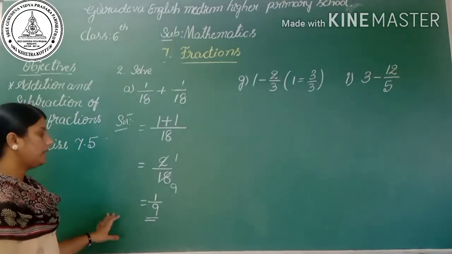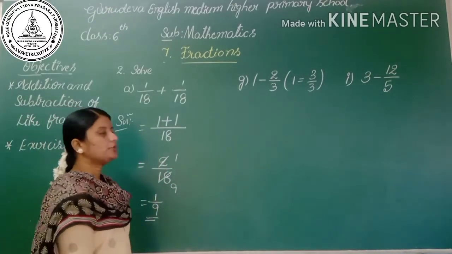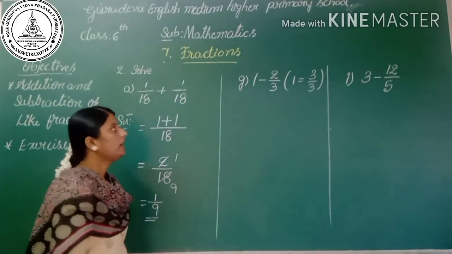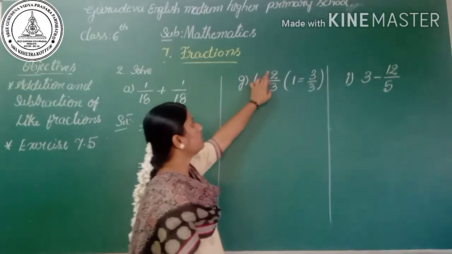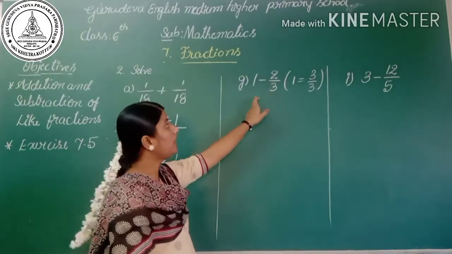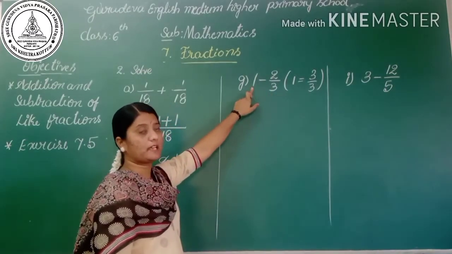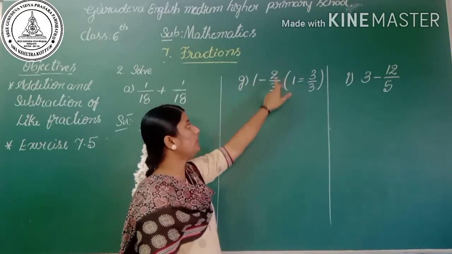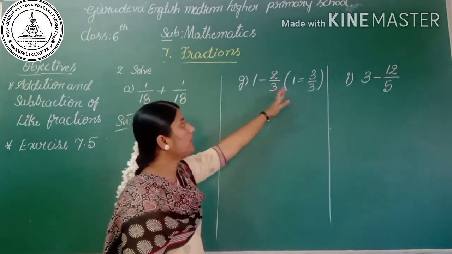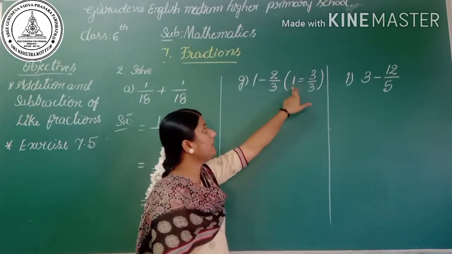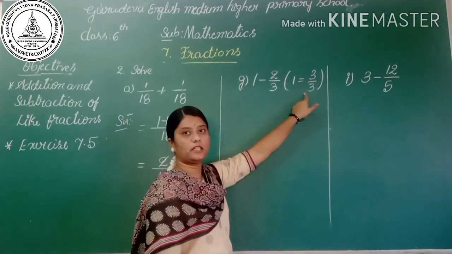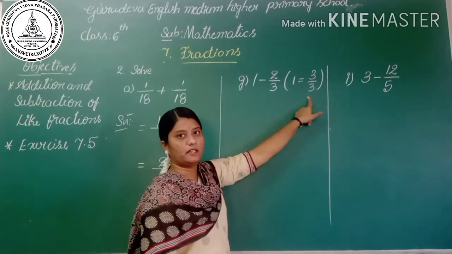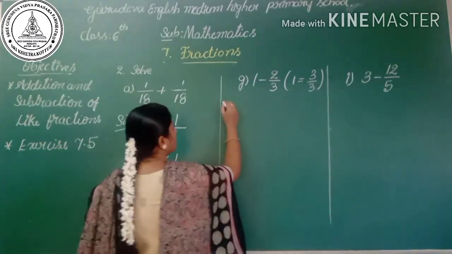Similarly, we have to do the G question. Rest of the questions we have to do in notes. Here 1 minus 2 by 3. See here they are given a whole number, and subtract 2 by 3 in the bracket. So 1 can be written as 3 by 3. A whole part can be written as 3 by 3. Right, here is the solution.